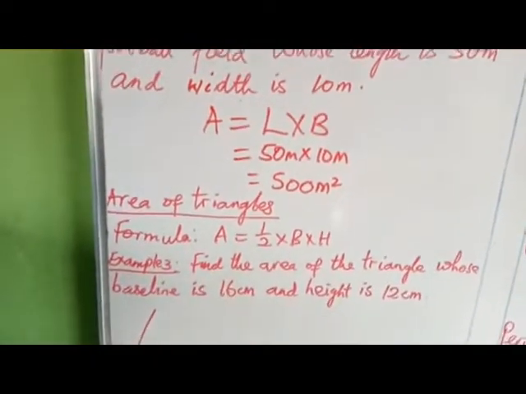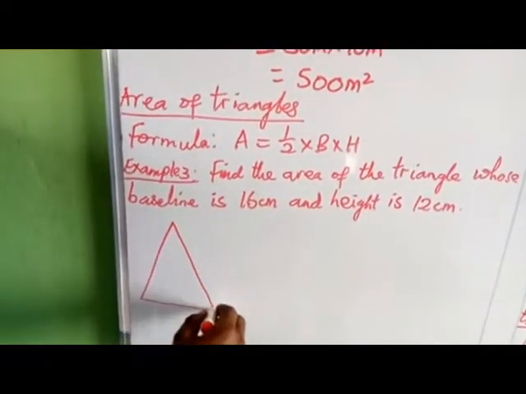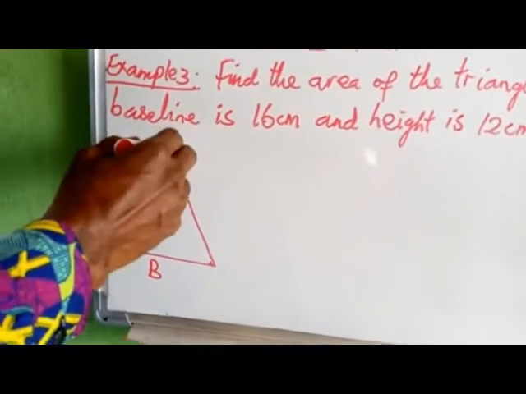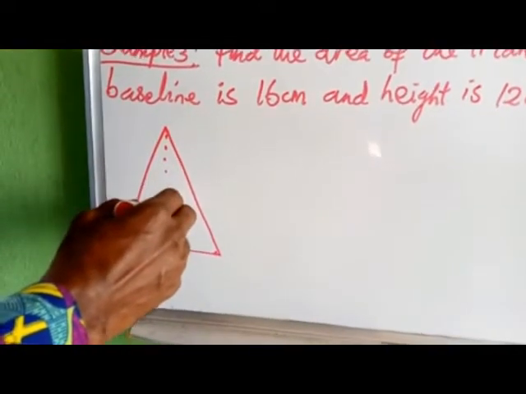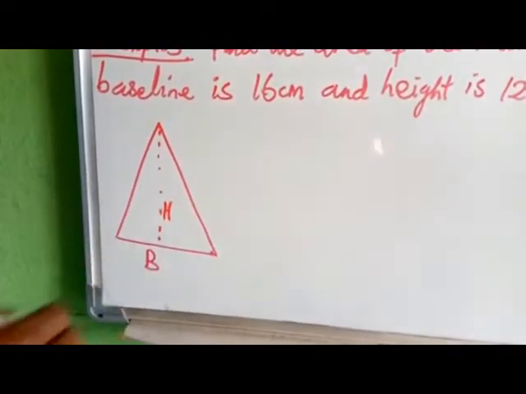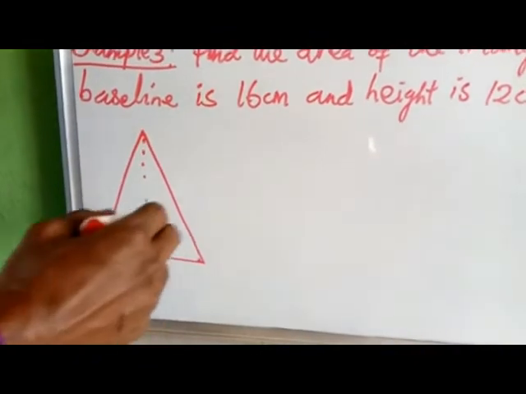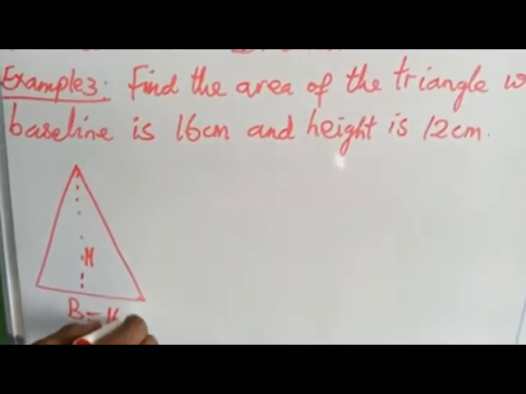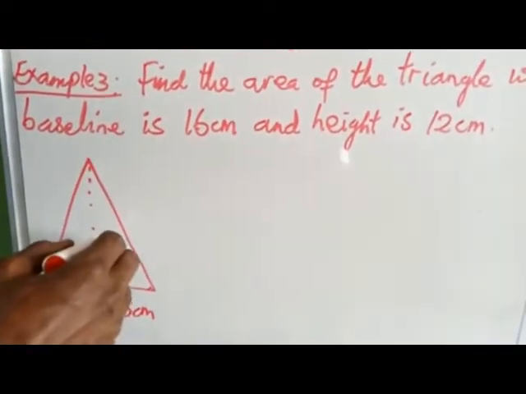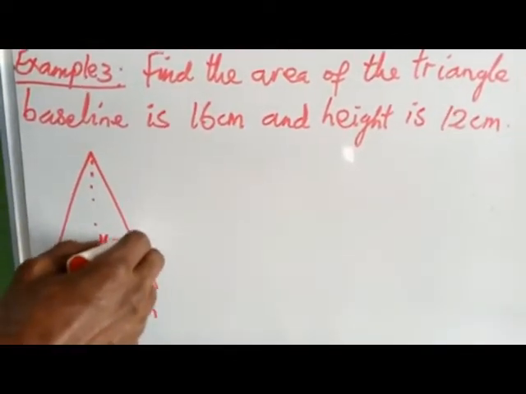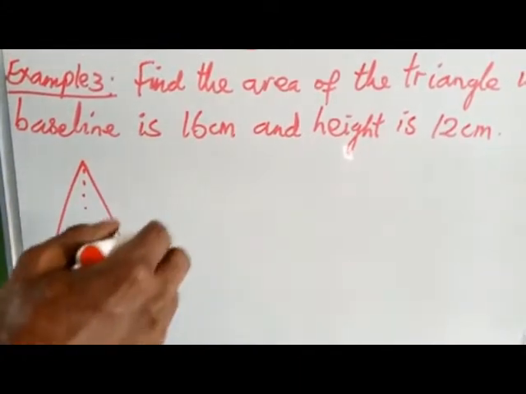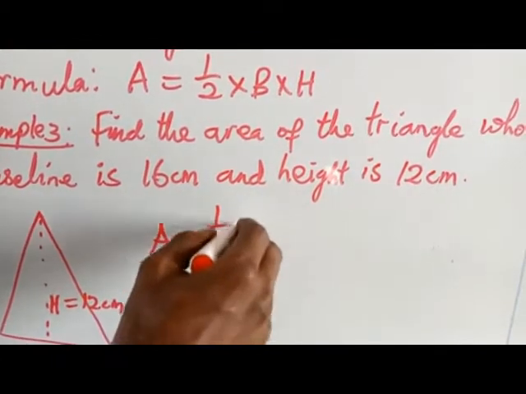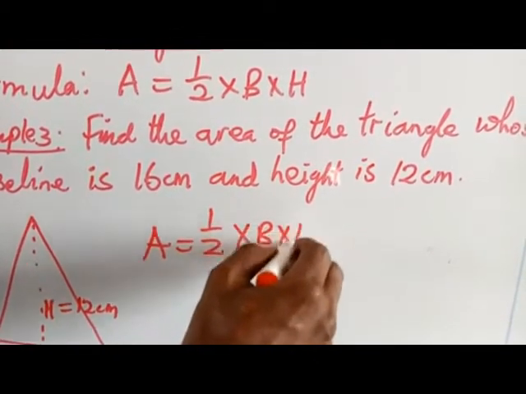This is how a triangle looks like. This downside is what we call the baseline. Then this line from up projecting downward is called the height, or the perpendicular height. So here the baseline is given as 16 centimeters, while the height is given as 12 centimeters. So we're going to put the formula now. The formula says area equals half times baseline times height.